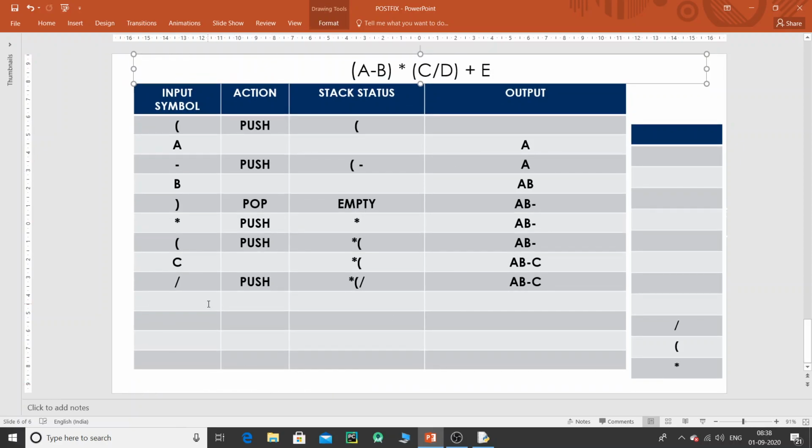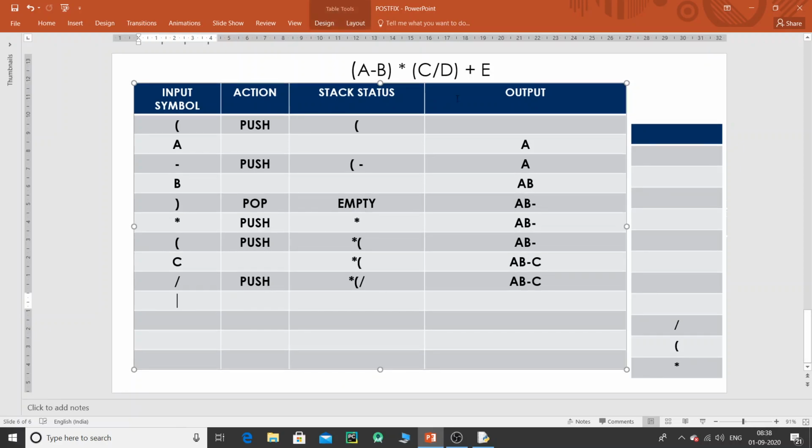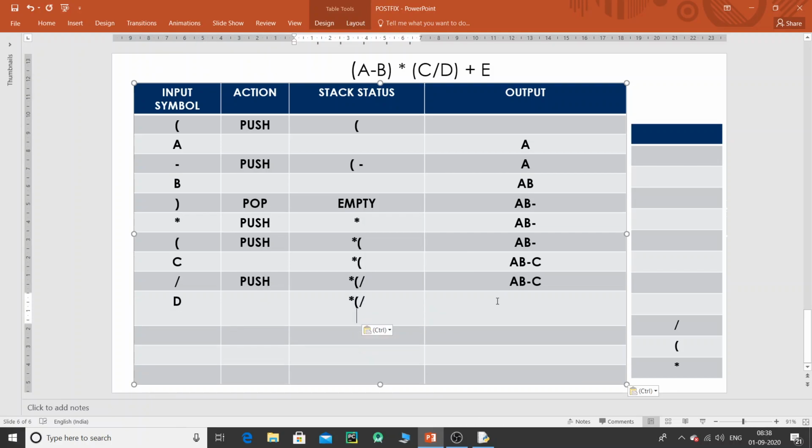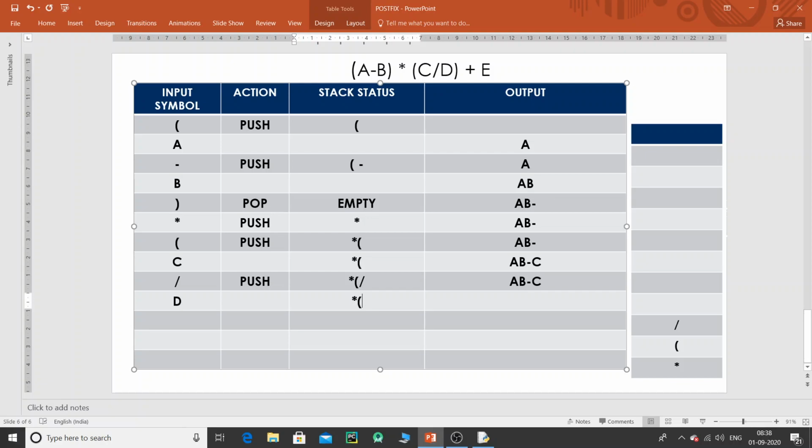Okay, so then what comes is D. Now D, I'm not going to perform anything. This will be as it is, and the output will be AB minus CD. Since it is an operand, I have to add that to the output expression, to the polish string.